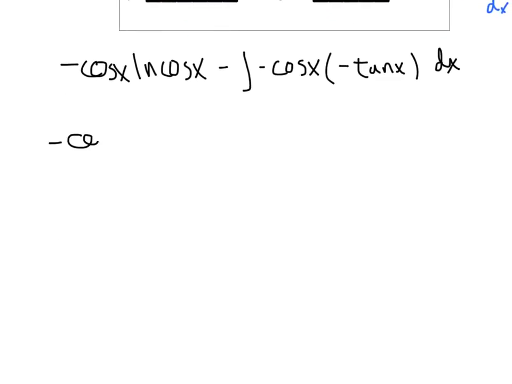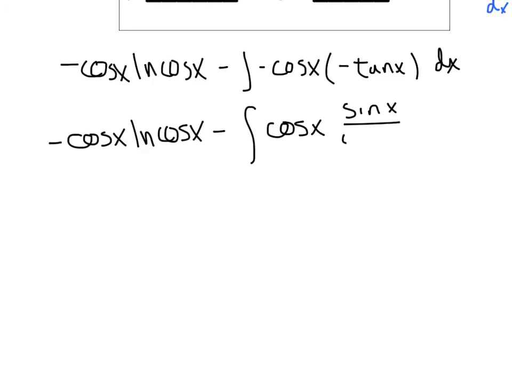So I had negative cosine of x, natural log of cosine of x, minus the integral of cosine. And then I rewrote tangent. I guess I didn't need to write it as tangent. I should have just left it as sine over cosine so that you could easily see these cosines canceling out. So we're really just integrating sine.